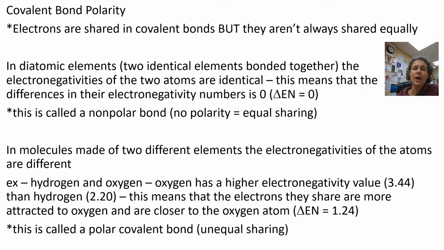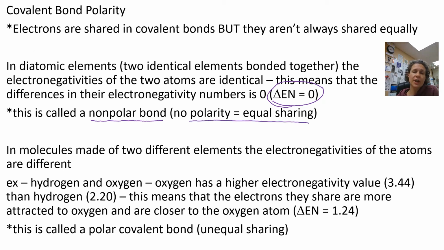Remember those? If you have 2 identical elements bonded together, then they have identical electronegativities. They have an equal attractiveness to electrons. So that means there's no difference in their electronegativity number. So that's the delta EN equals 0. So nobody is stronger than anybody else. So you have equal sharing, and this is typically called a non-polar bond. So no polarity, equal sharing.